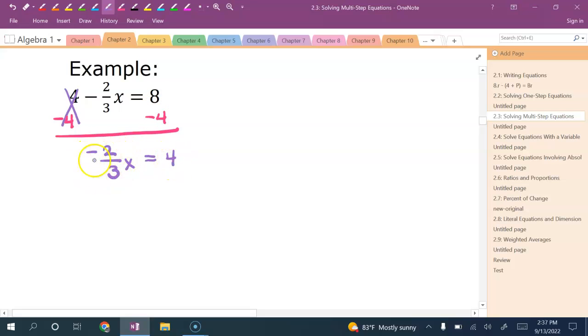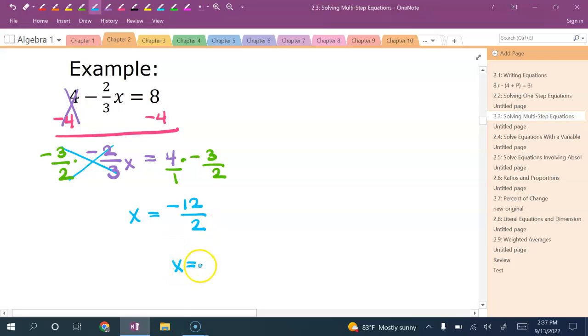Now, in section 2, when we were dealing with the one-step equations, we talked about when you have a fraction like this, in order to get rid of it, you need to multiply by its reciprocal. Think of that as 4 over 1. So then we have x equals negative 12 over 2, which would simplify to negative 6.